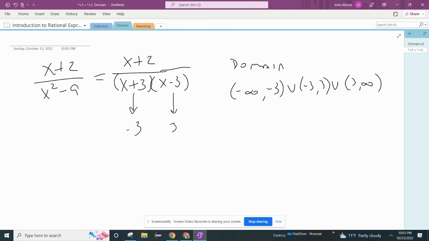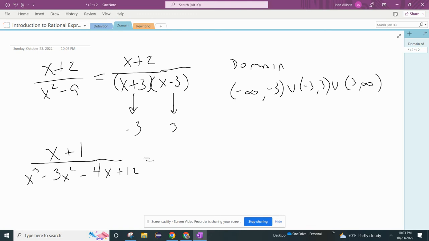Let's try another one. Let's do x plus 1 over x cubed minus 3x squared minus 4x plus 12.